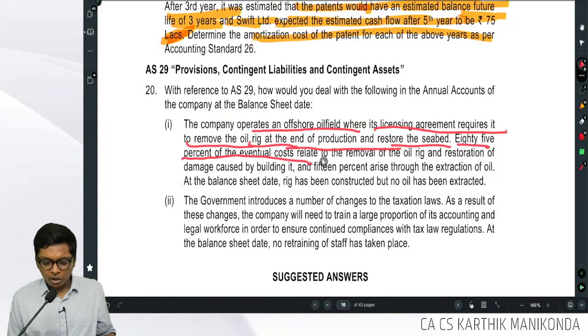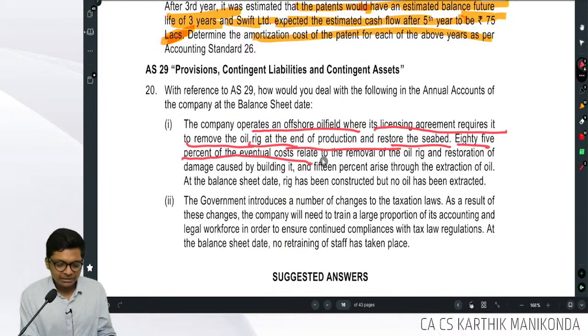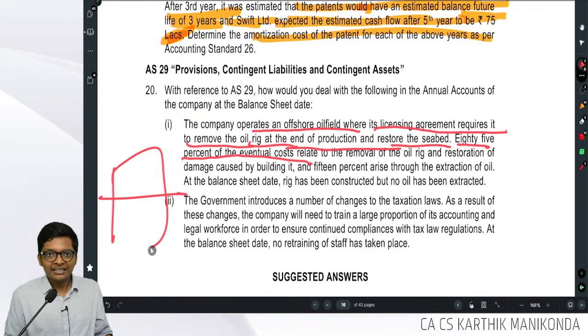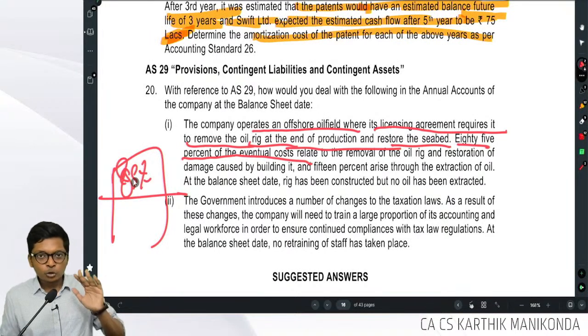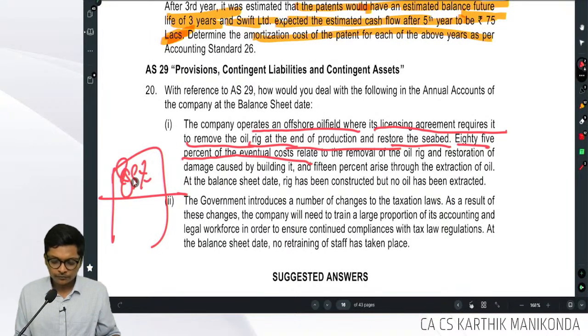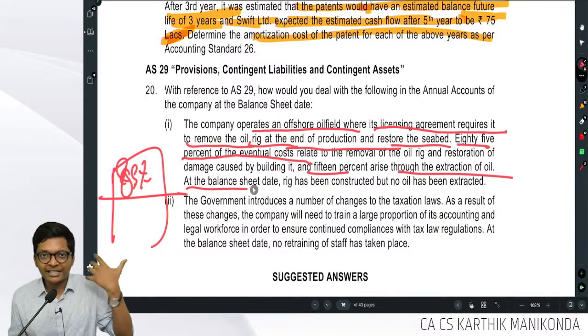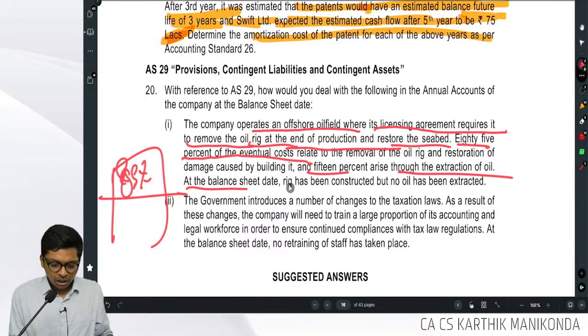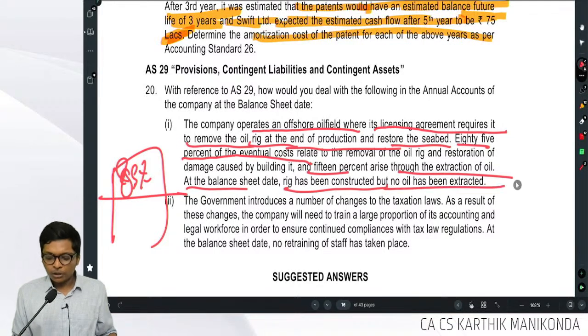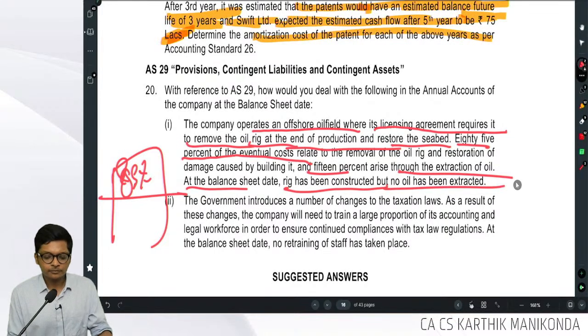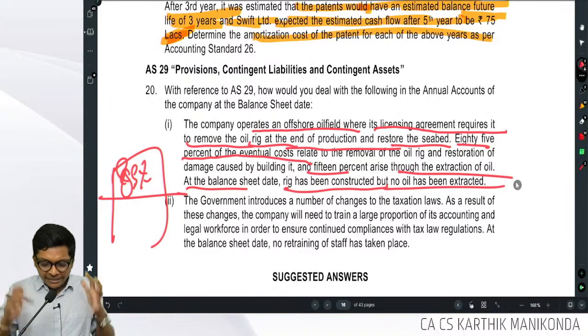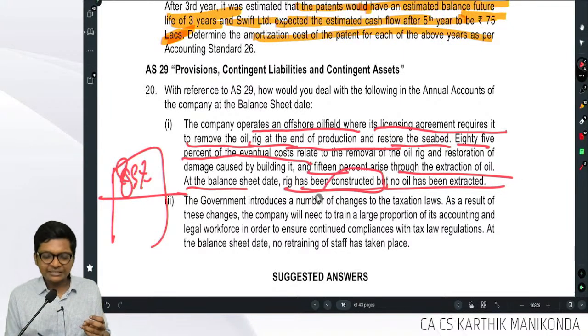85% of the eventual cost relates to removal. That means after the oil rig is already installed, they are saying 85% of the cost is to remove the oil rig. And the balance 15% is for extraction of the oil, the working capital cost to extract the oil from the sea and spoil the earth. The rig has been constructed, but no oil has been extracted. Now, is this a provision, contingent liability or contingent asset? The rig has already been installed. See, the rig has been constructed.